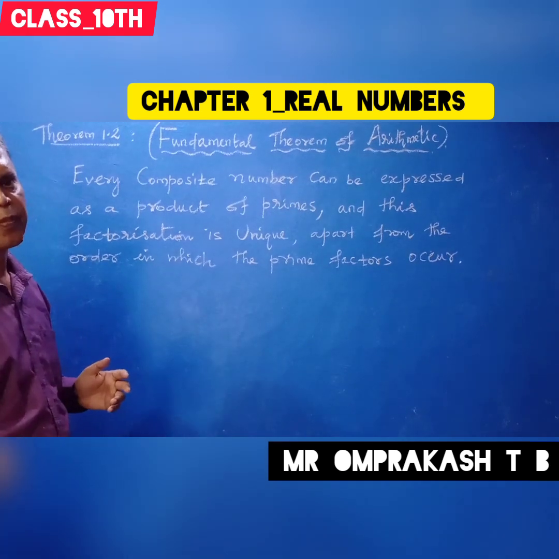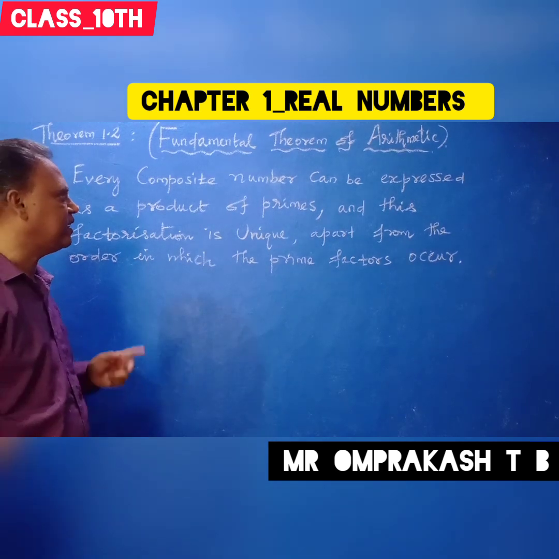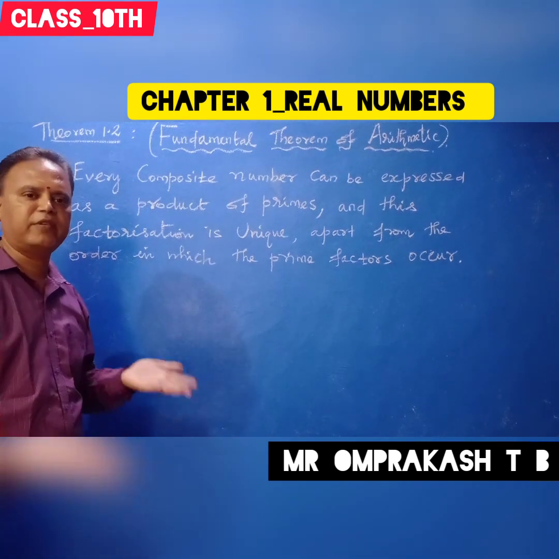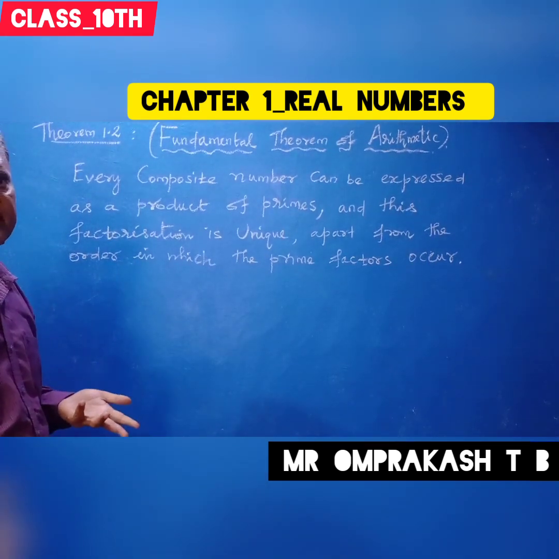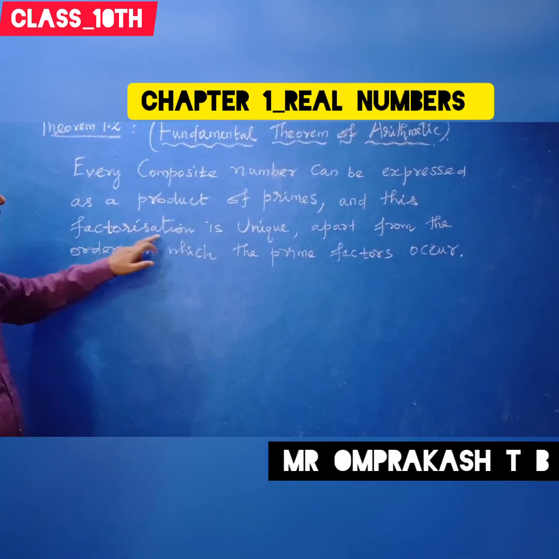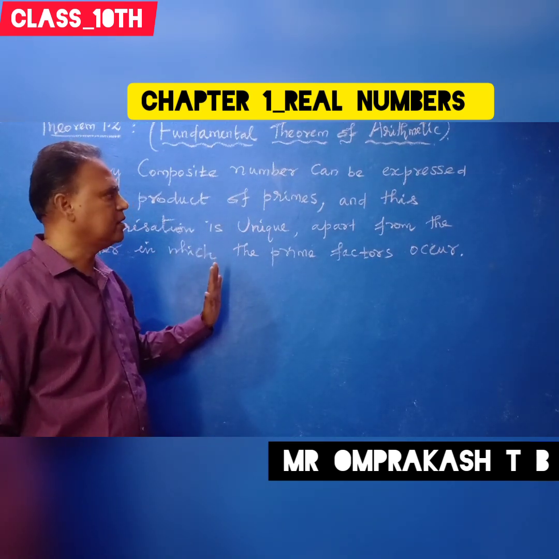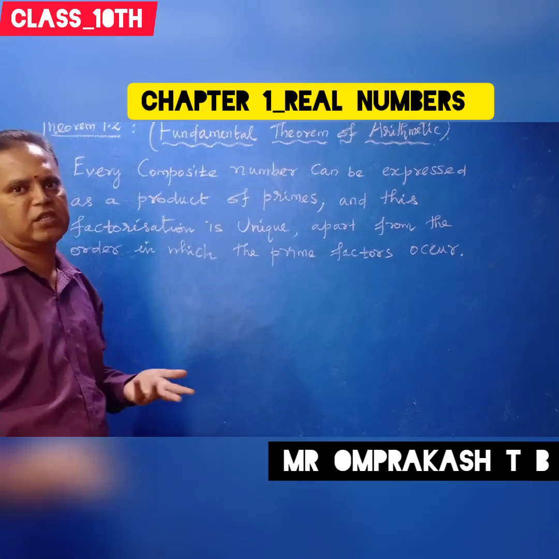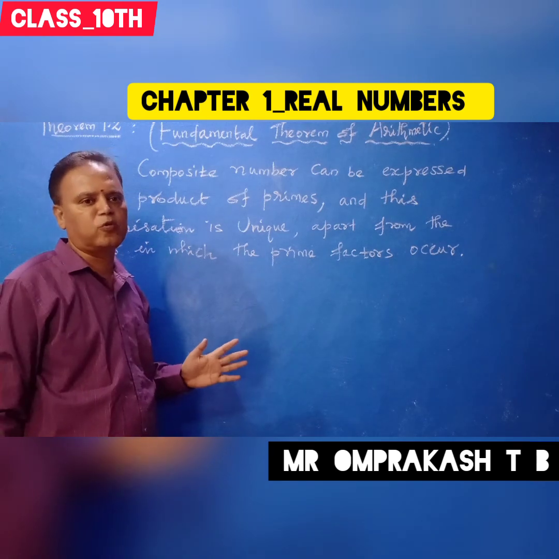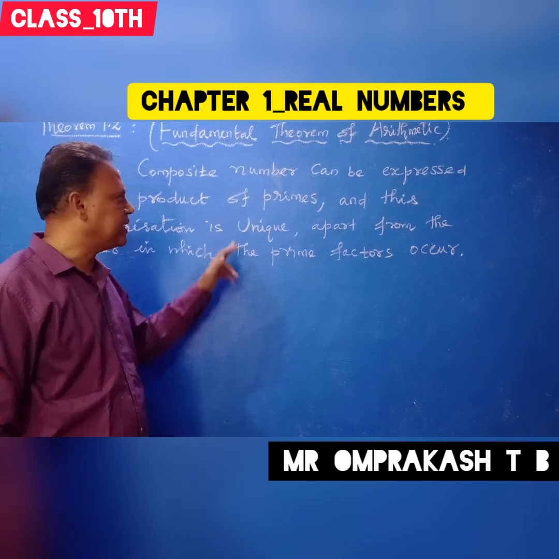What is prime? A number having exactly two factors, that is 1 and itself. Clear? 2 is prime, 3 is prime, 5 is prime, 7 is prime, 11 is prime. Already you studied this in lower classes. And this factorization is unique. Unique means only one. Suppose you are factorizing 6, it means 3 into 2. Everybody will get 3 into 2 only. 6 means 3 into 2, the factors. That is unique.